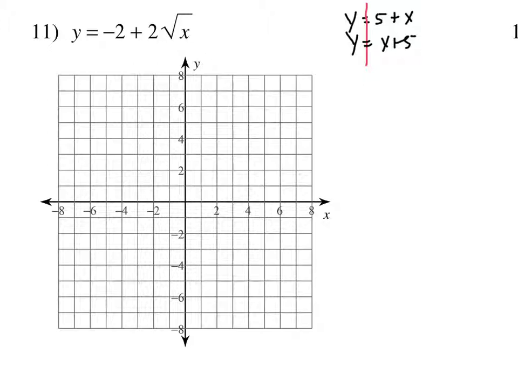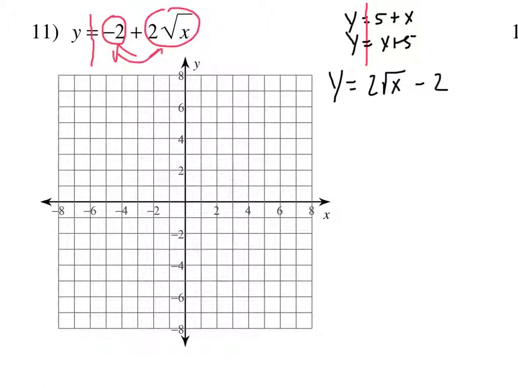Well, same thing goes here. I'm not trying to cross that equal sign. All I want to do is reorder this. I got a negative 2 and a 2 square root of x. Just flip them around. So our equation should be y equals 2 square root of x plus a negative 2, or minus 2.